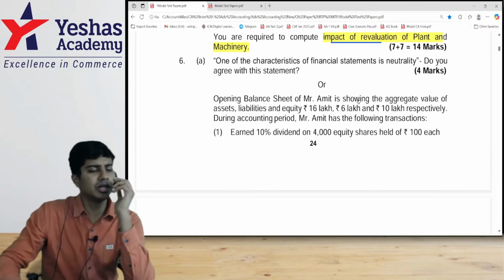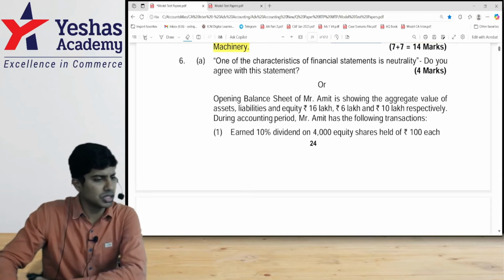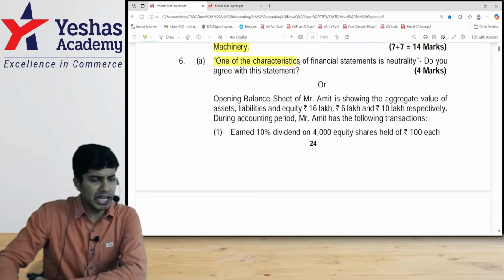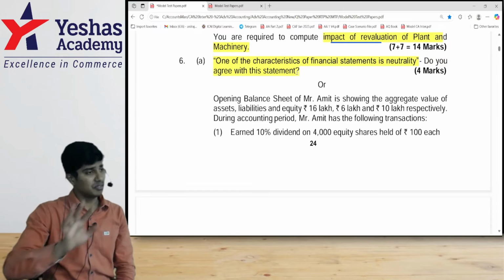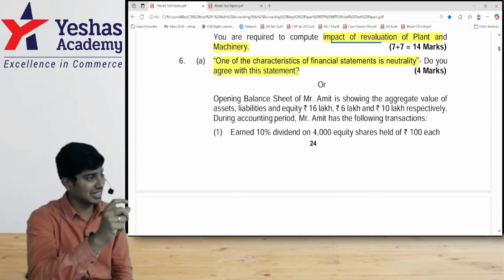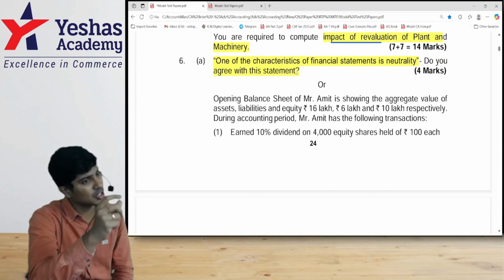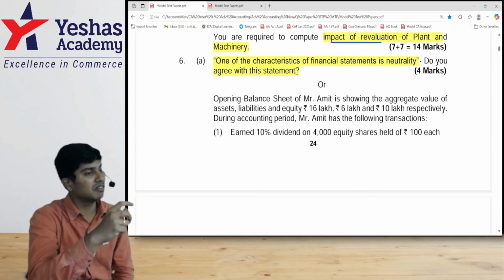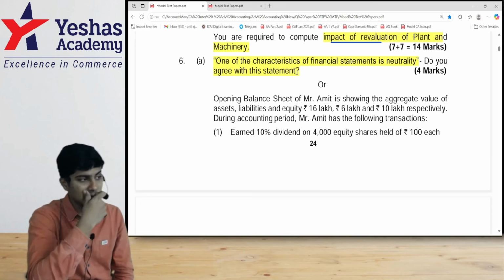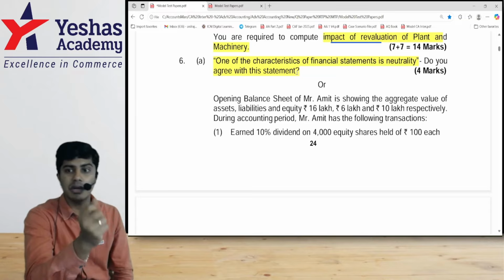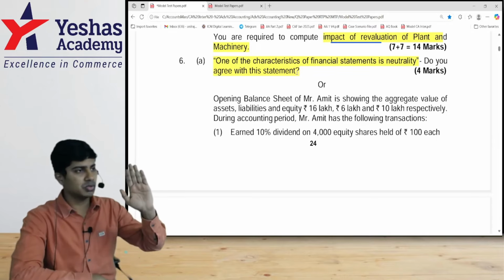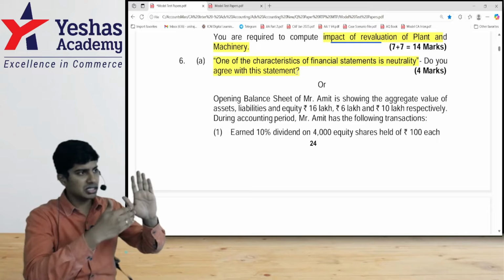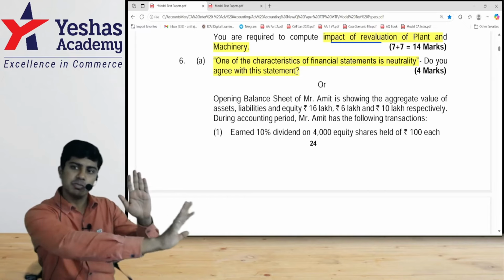Before we do this practical one based on accounting equation, let's do this theory question. What does it say? One of the characteristics of financial statements is neutrality. Do you agree with the statement? One of the characteristics is neutrality, right? But the characteristic states that financial statements are not neutral. They are biased. Meaning what? They vary based on the accounting policies we pick. If you pick a certain set of accounting policies, financial statements will give a kind of picture which is inducing you to take decisions in a specific way.